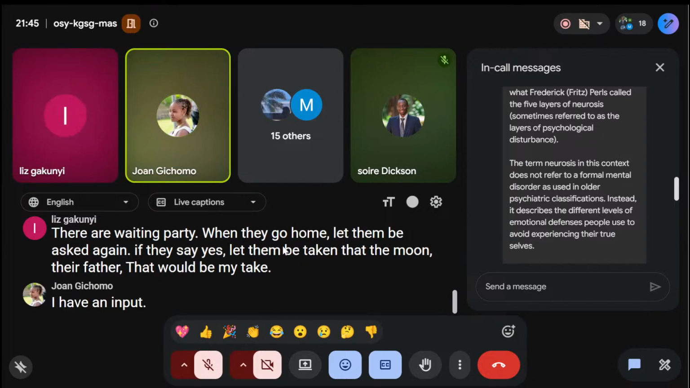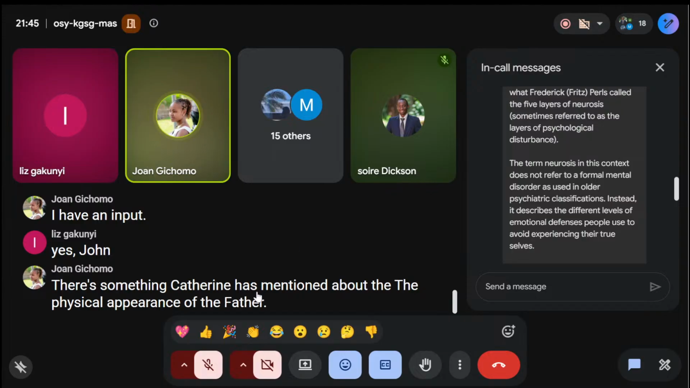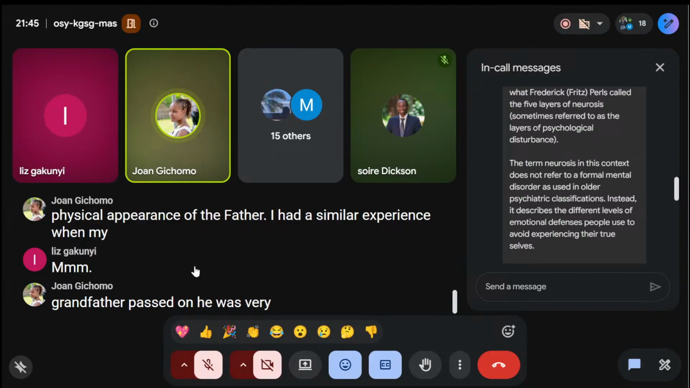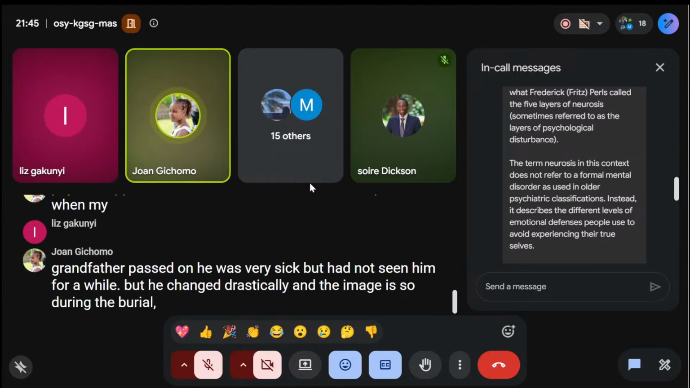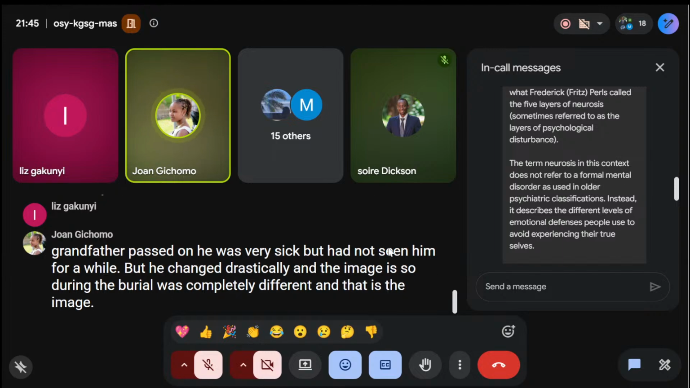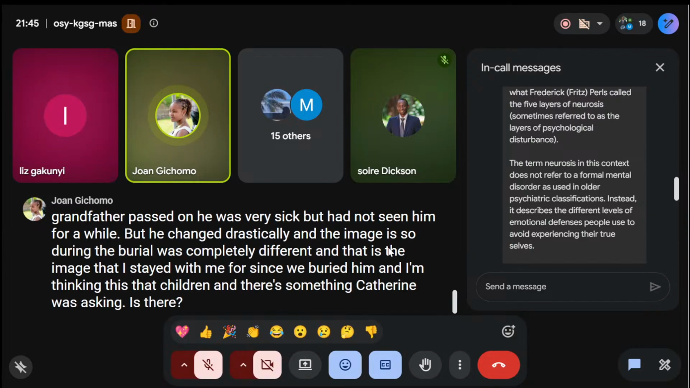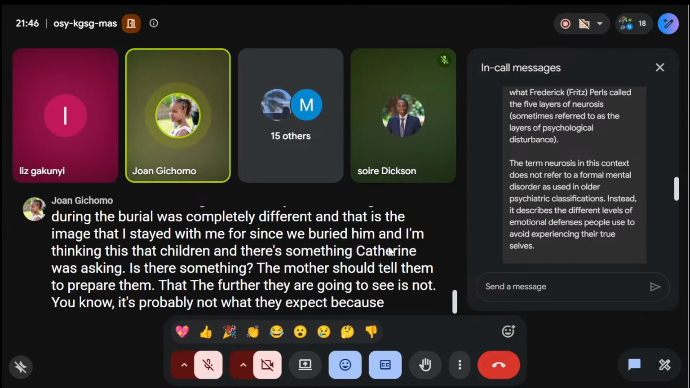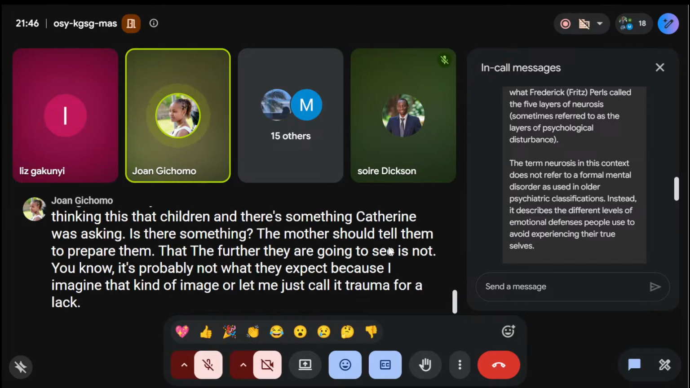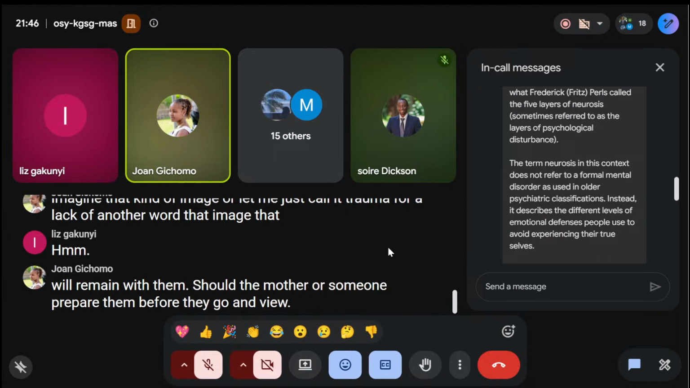I have an input. Yes, Joan. Catherine has mentioned the physical appearance of the father. I had a similar experience when my grandfather passed on. He was very sick, but I had not seen him for a while. He changed drastically, and the image I saw during the burial was completely different, and that is the image that has stayed with me since we buried him. Now I'm thinking these are children, and there's something Catherine was asking. Is there something the mother should tell them to prepare them that the father they are going to see is probably not what they expect? Because I imagine that kind of image, or let me just call it trauma for lack of another word, will remain with them. Should the mother or someone prepare them before they go and view the body?